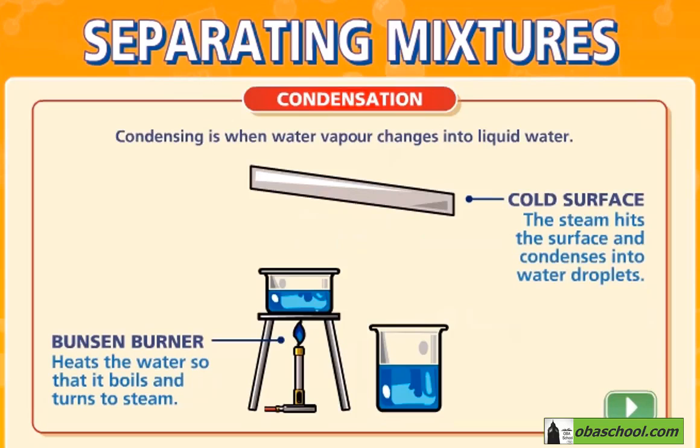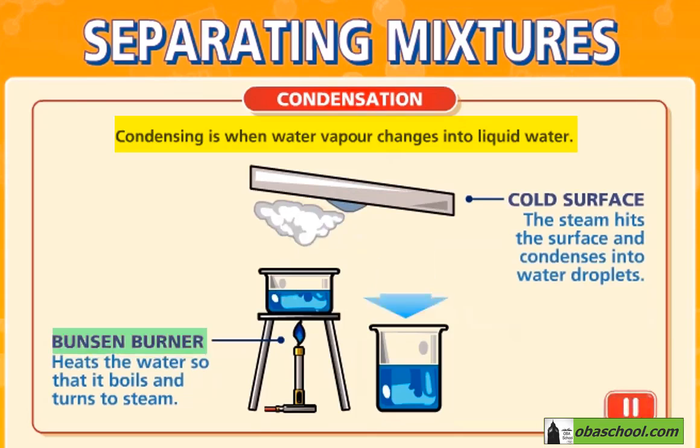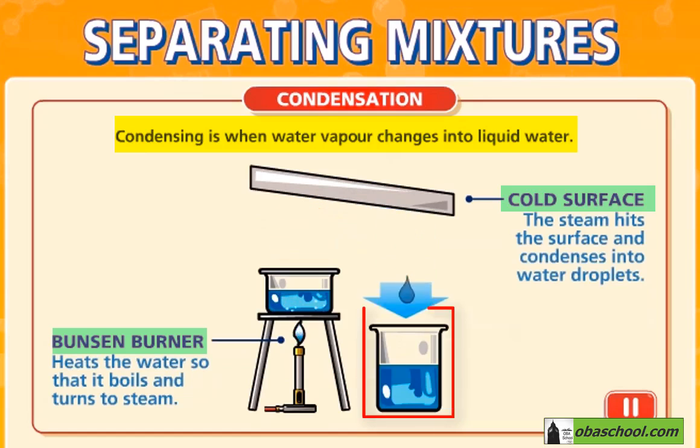Condensation is when water vapor changes into liquid water, so from gas to liquid. We heat the water so that it boils and turns into steam. This steam then hits the cold surface and it condenses into water droplets that are collected in this beaker.